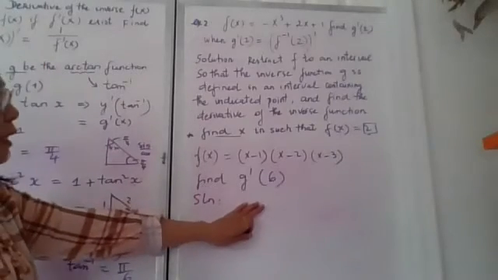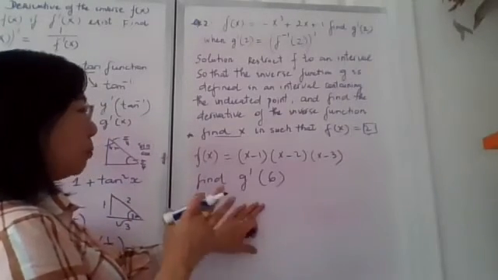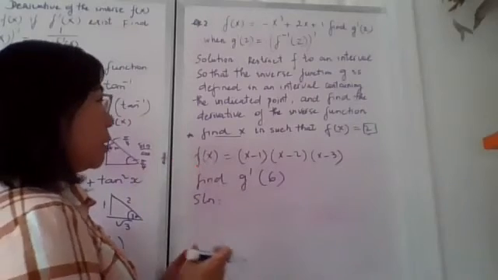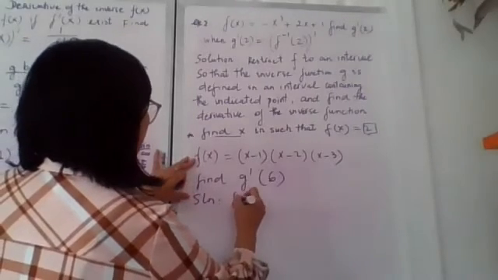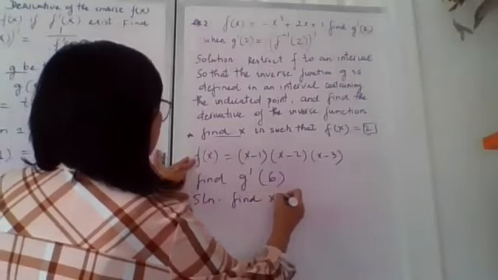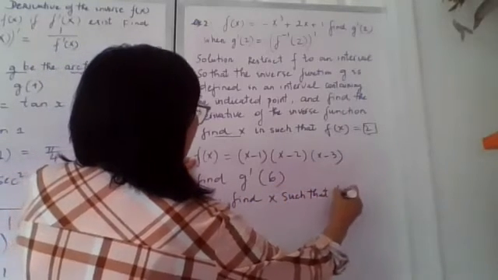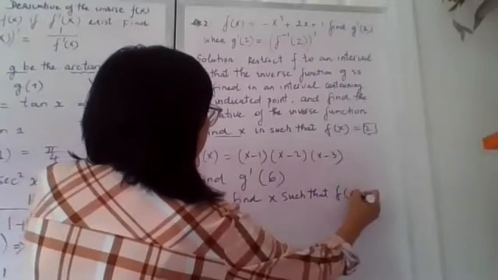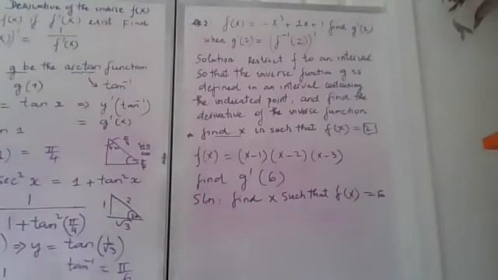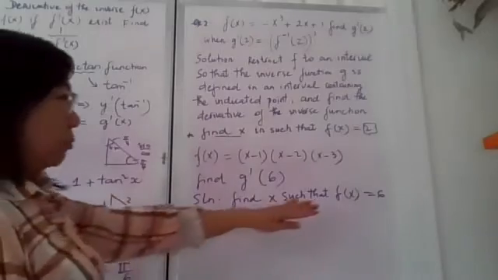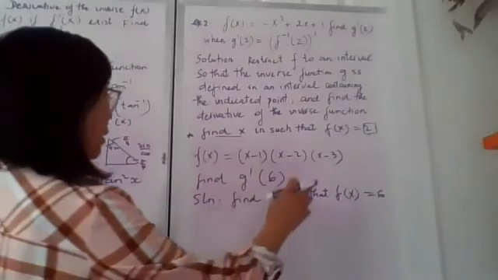Again, we have to find a domain restriction. What indicated point of x gives us what x? So find x such that f of x equals 6. We want to do that first, right? For it to be valid, we have to do this first. So find x such that f of x equals 6.